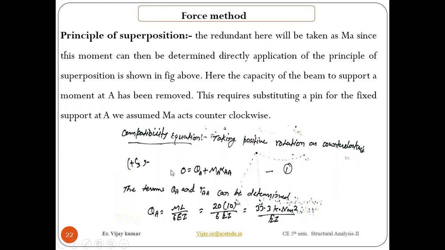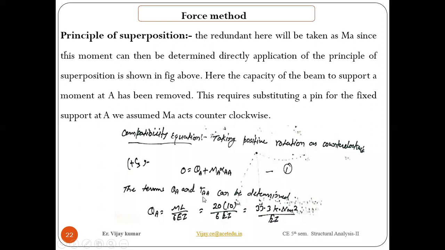The summation of all the rotation values, that is the slope happening at support A due to the moment applied at B, which is theta A, plus the rotation happening due to the couple applied at A, the redundant MA, multiplied by the angular displacement coefficient, should be equal to 0. The actual beam does not allow us to rotate.